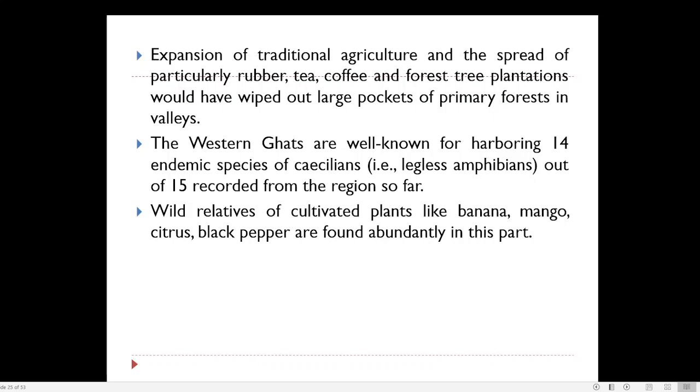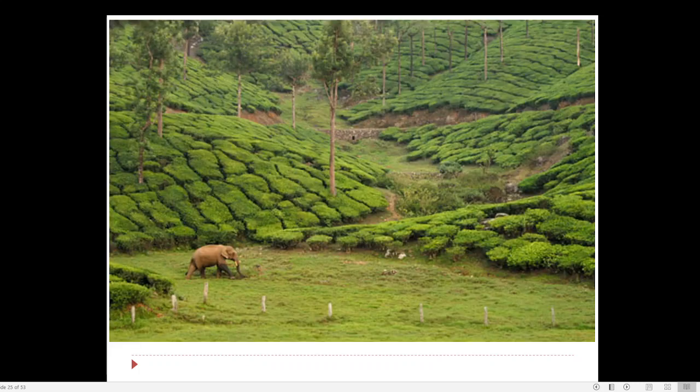So that shows the importance of Western Ghats in terms of plant diversity as well as animal diversity. See, this is what is happening right now. Elephants are entering into the agricultural area, and this area used to be the area previously occupied by elephants.